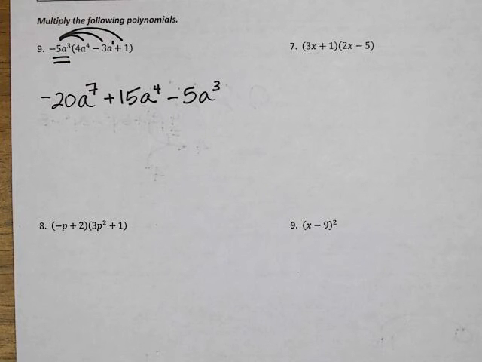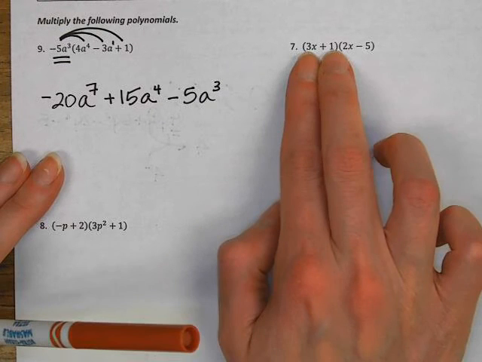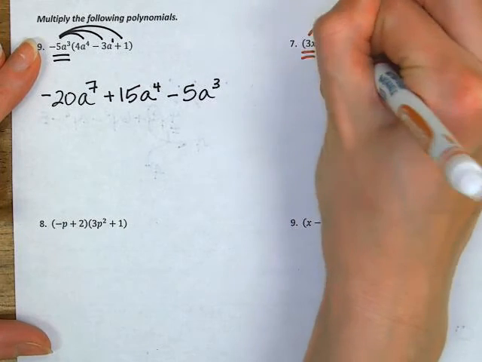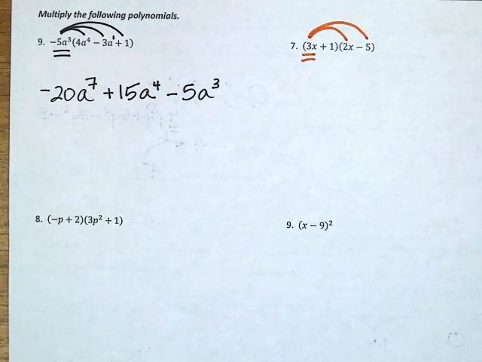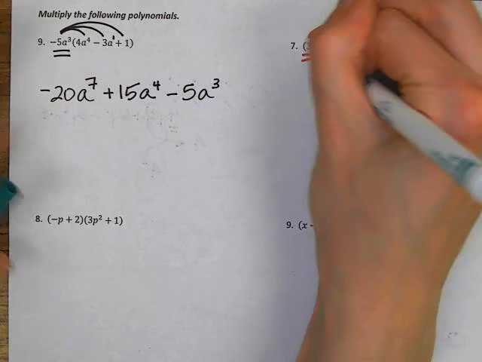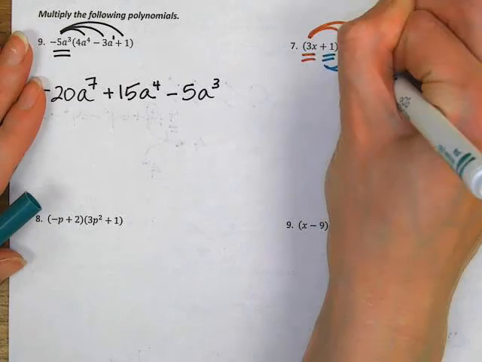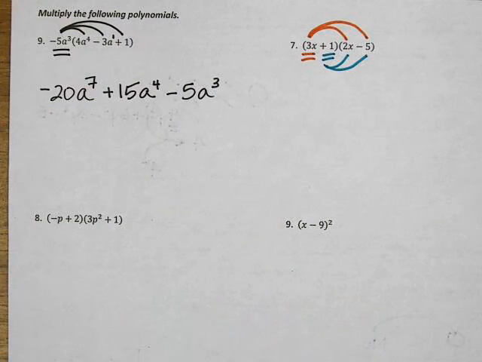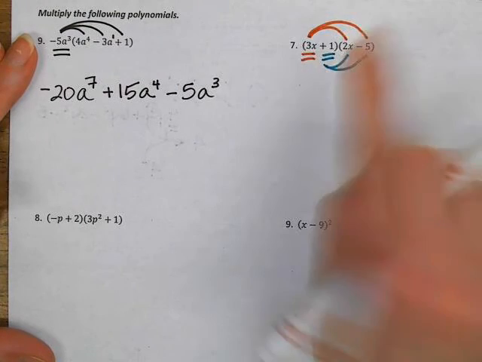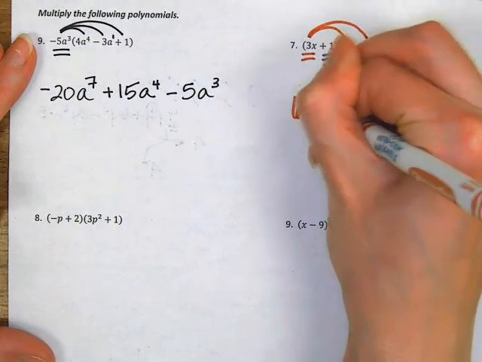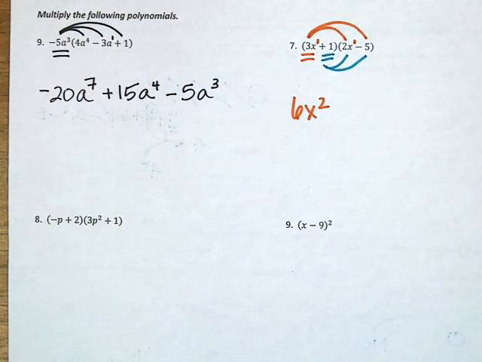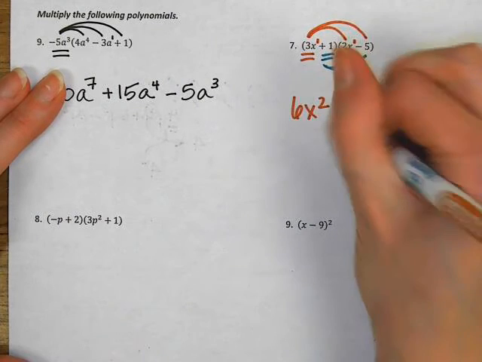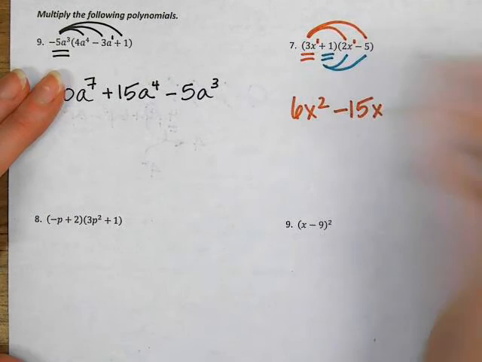Okay, number 7, when you have a binomial times a binomial, you have to distribute the first term to both, and then you have to also distribute the second term to both. So this is the double rainbow. All right, so 3x times 2x is 6x squared. Remember, because you add the exponents. And 3x times negative 5 is negative 15x.